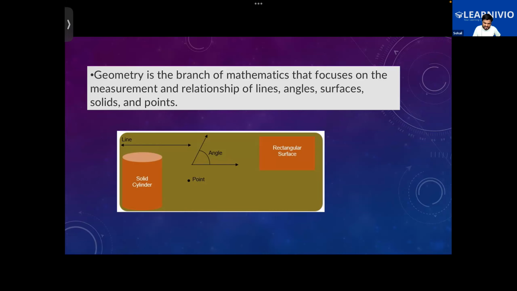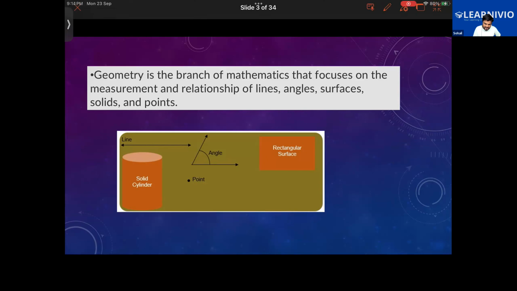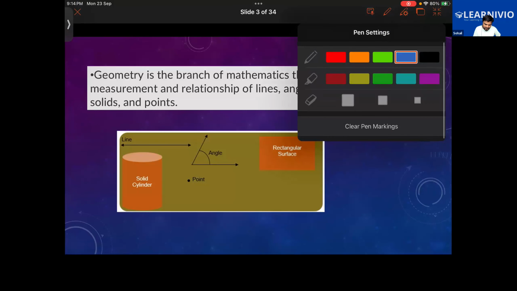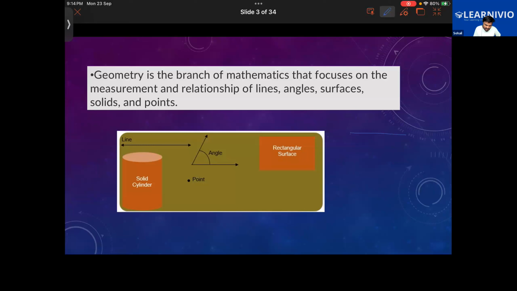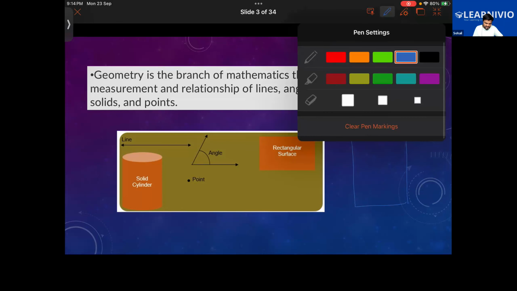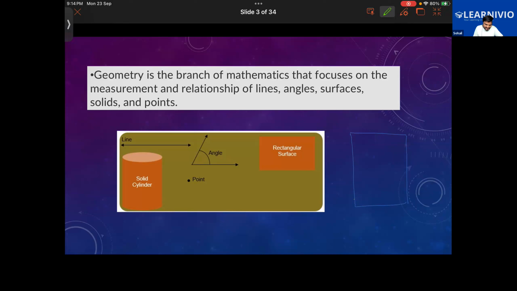For example, let us say that I'm trying to make a building, and that building has to be straight. I want that building to be straight, it should not be tilted like this. So we have to take the measure. We have to raise the walls at a 90 degree angle. At an angle of 90 degrees, then the walls are going to be straight.